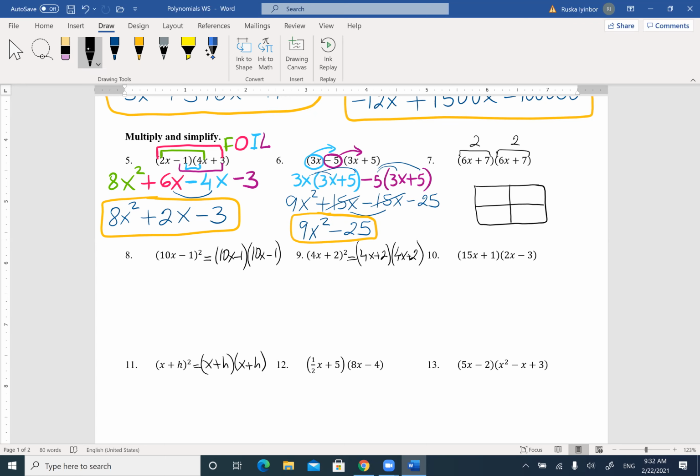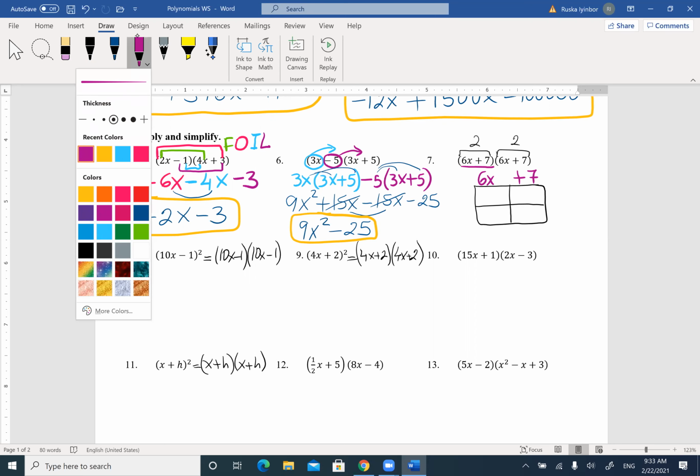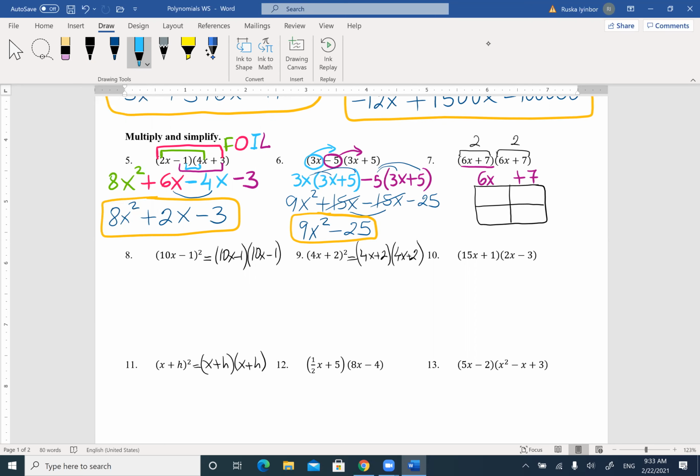Okay, so what we're doing now, we're going to put 6x plus 7, the first one. Let's do different colors. So the first one, you can put it horizontal or vertical, doesn't matter. So I'm going to put it here. So it's going to be 6x and plus 7. And then the other one, I'm going to put it vertical. Doesn't matter which one is where. So 6x and plus 7 is down here.